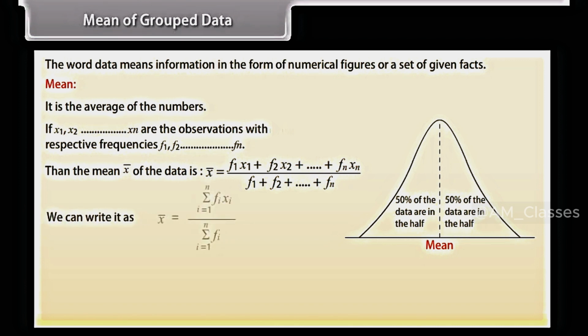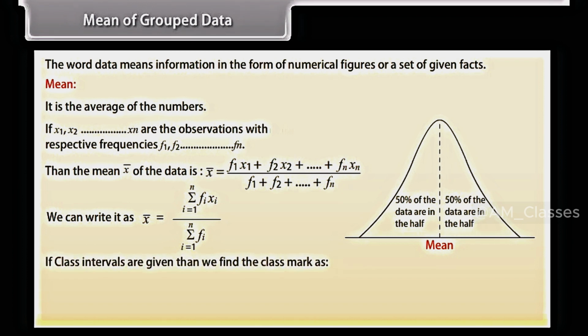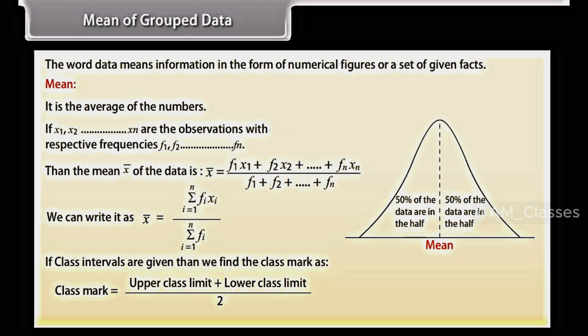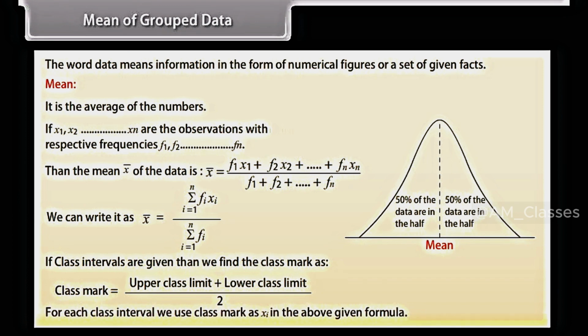We can write it as x bar equals summation from i equals 1 to n of the product of fi and xi, divided by summation from i equals 1 to n of fi. If class intervals are given, then we find the class mark as class mark equals (upper class limit plus lower class limit) by 2. For each class interval, we use class mark as xi in the above given formula.